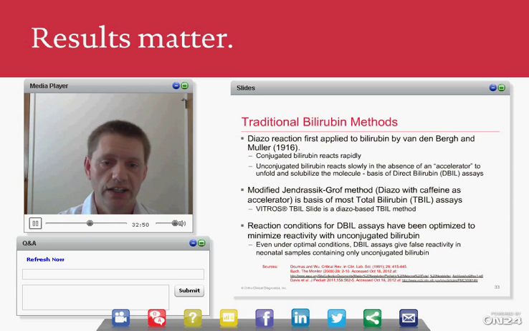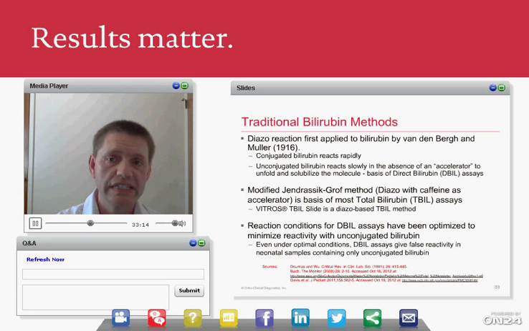So the T-bil assay is typically called a JG method, or a modified Jendrassik-Grof method, which is diazo with caffeine as an accelerator. And the T-bil slide, the VITROS T-bil Microslide, is a diazo-based T-bil method.